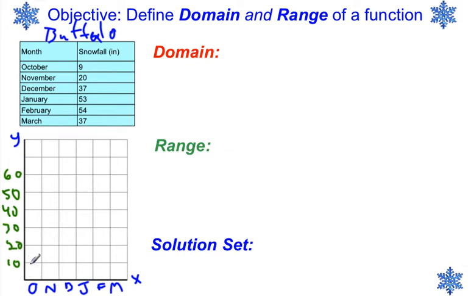So in October, we get 9 inches, so make our bar just about to 10. November, we're at 20. So there's November right at 20 inches, exactly right there. December, we jump all the way up to 37, so almost 40, not quite. So we'll fill in that bar. In January, we will go to 53, so not quite to 55, not quite halfway.